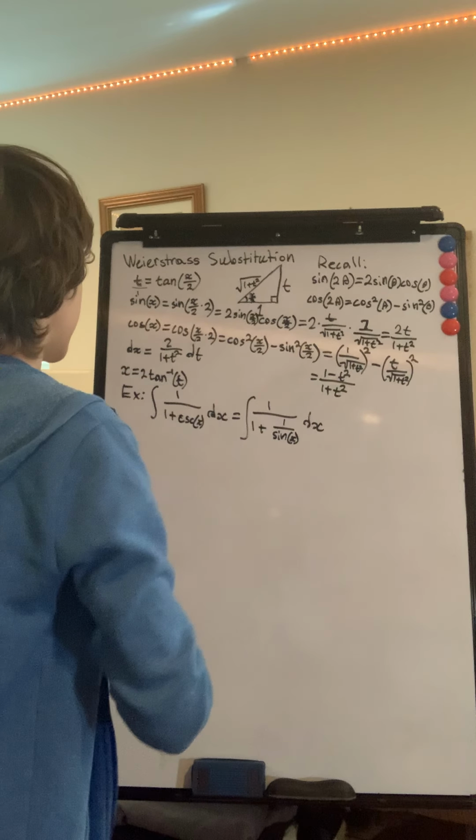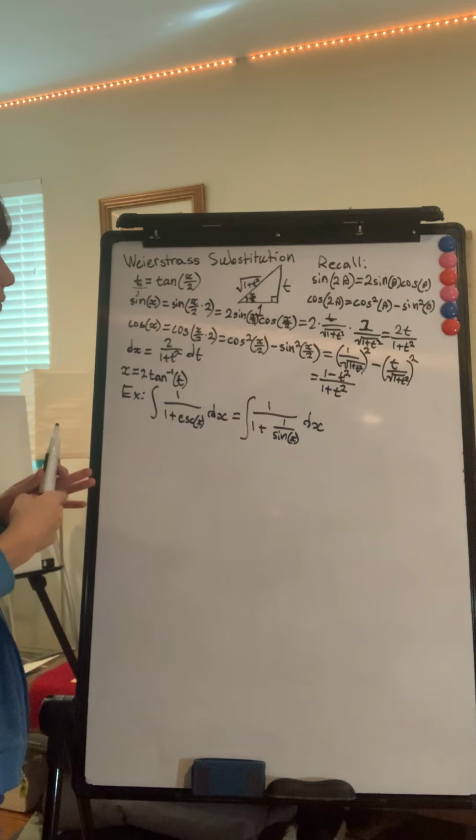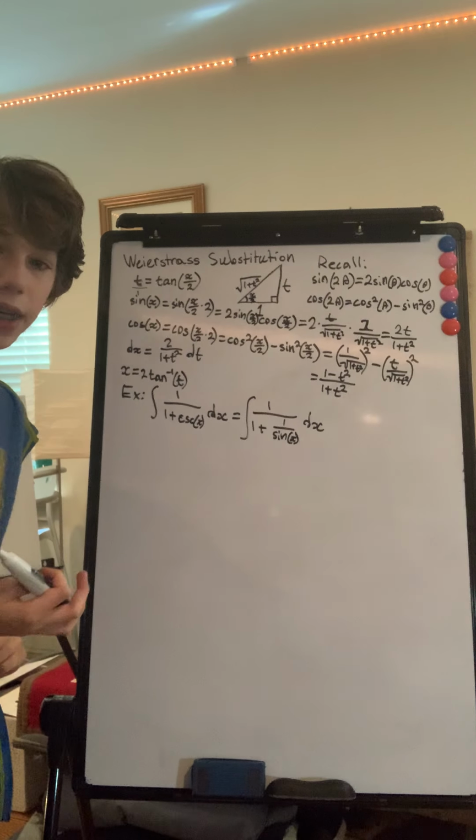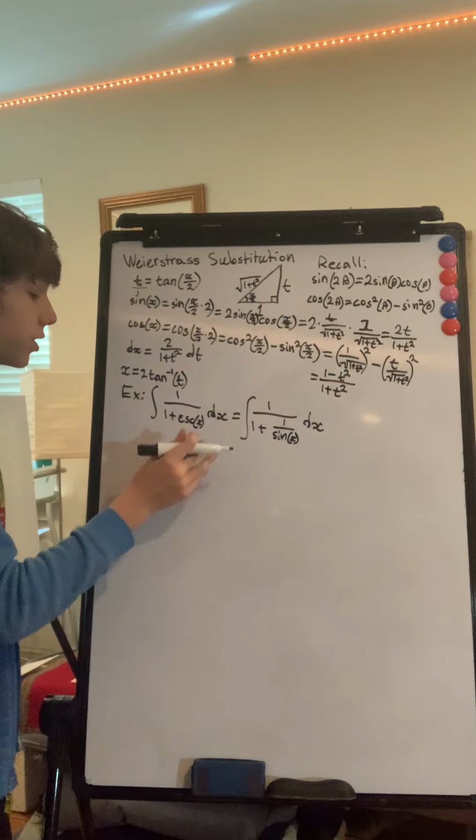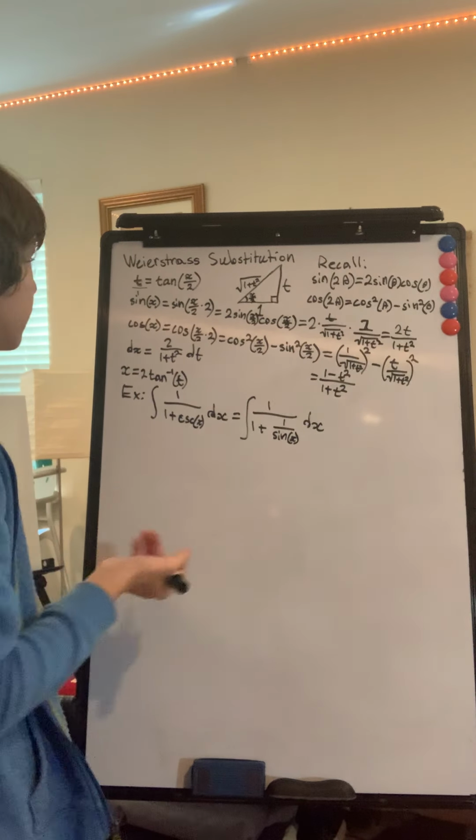In many cases you won't have to use all of the information given. For example, we don't have to use cosine in this case. It's not going to be useful here. We only have our sine. This is a relatively simple example, so that's why.